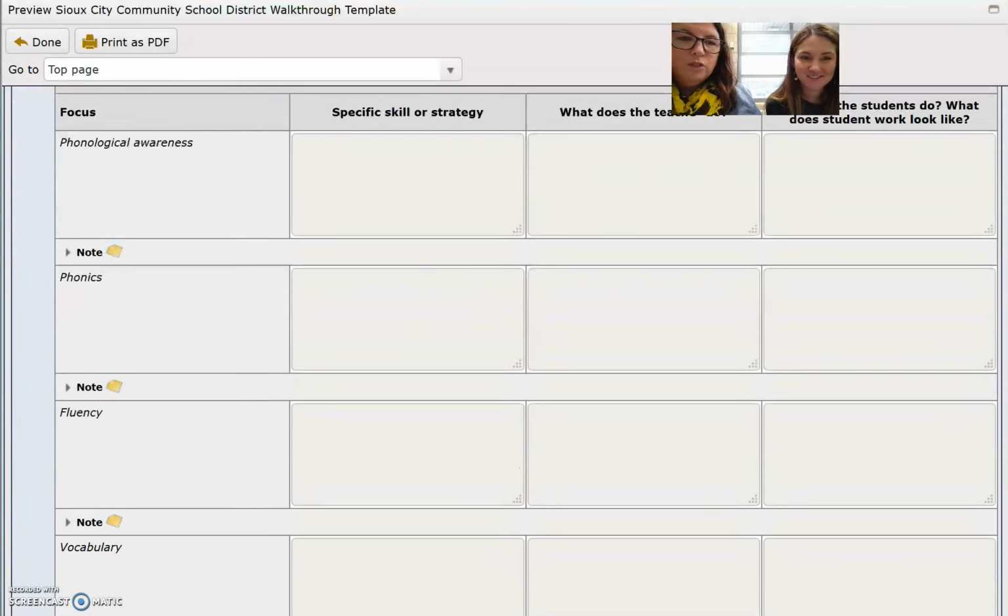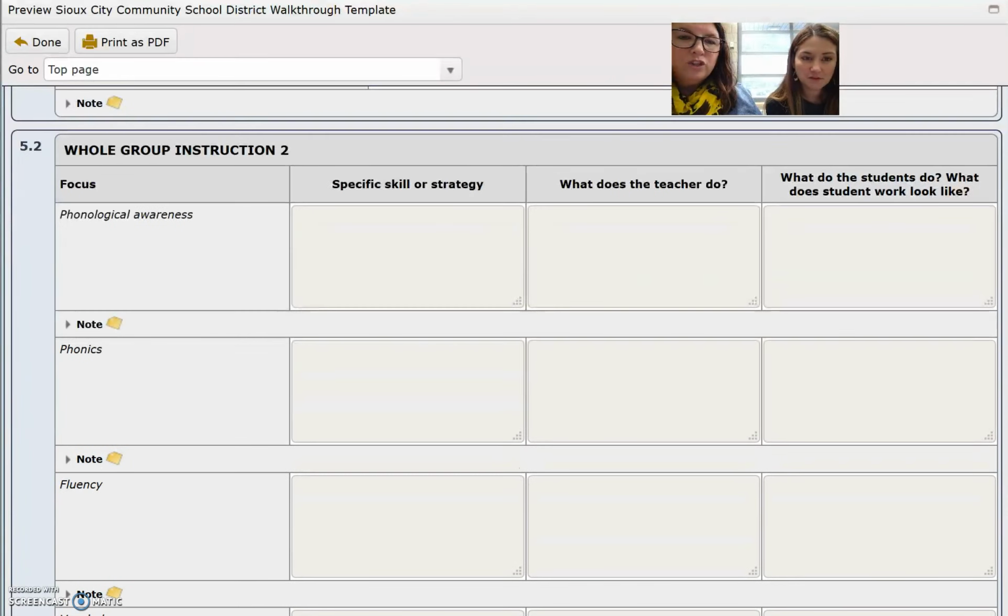So then we scroll down, and within whole group instruction, these will eventually be drop-down boxes or little tick boxes that we can choose from a bank of things. What skills did we notice the teachers employing? What did the teacher do? What were the students doing? For this observation on Wednesday, we will just probably be making notes.